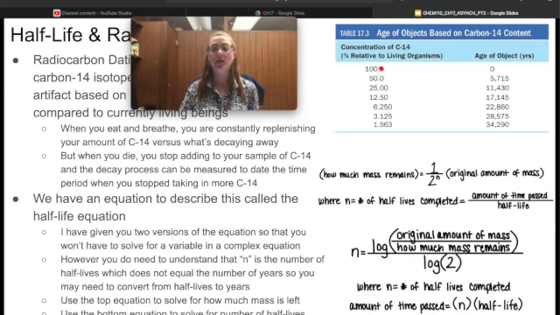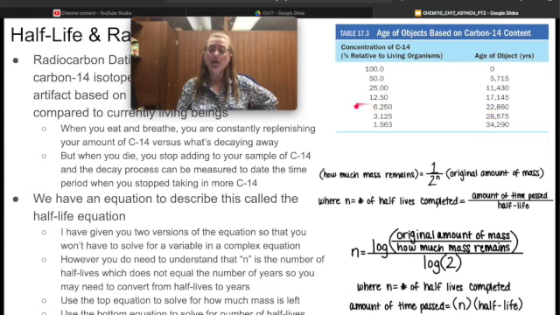Again, if we've gone through one half-life, that means we have 50% of the sample left. So we can assume the age of the object is around 5,715 years. If we compare the two values and see that we have about 25% of the sample left, that means it's probably about 11,430 years old, for example.